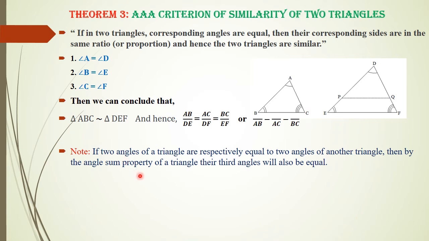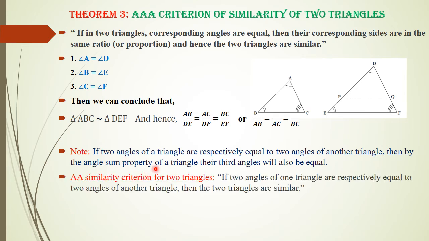Now this theorem can be further simplified using the concept that if two angles of a triangle are respectively equal to two angles of another triangle, then by the angle sum property of a triangle, their third angle will be equal.